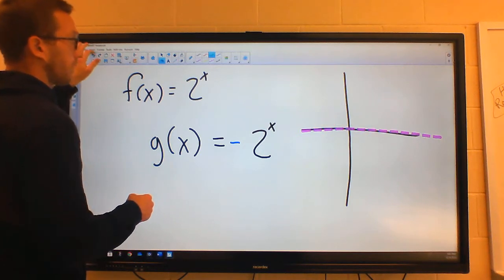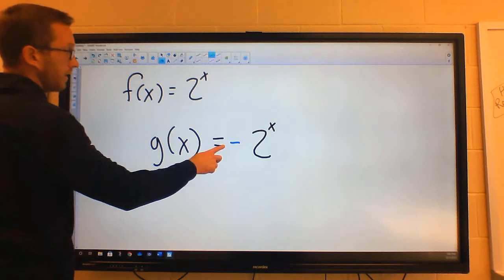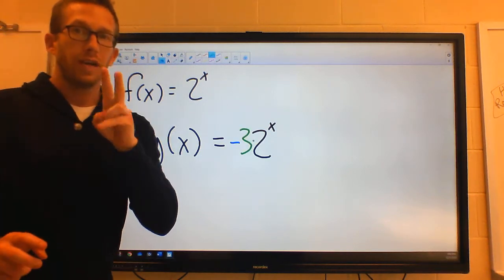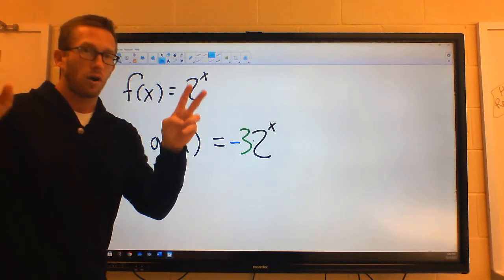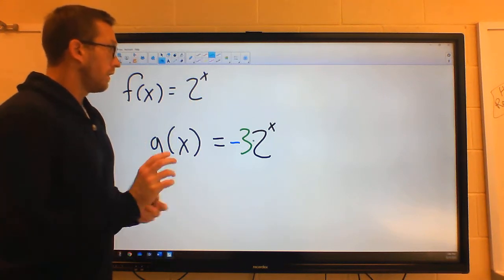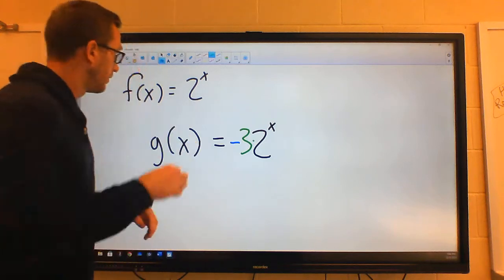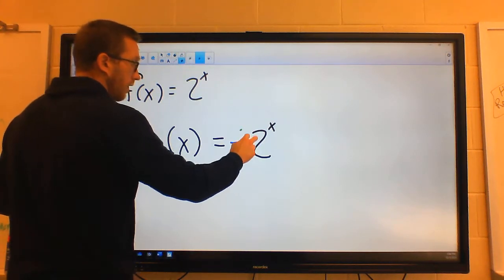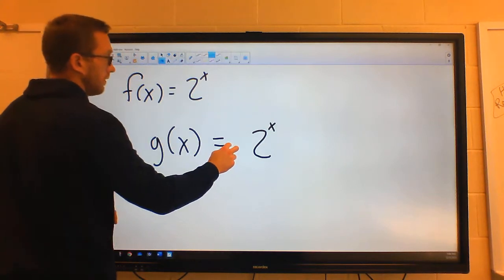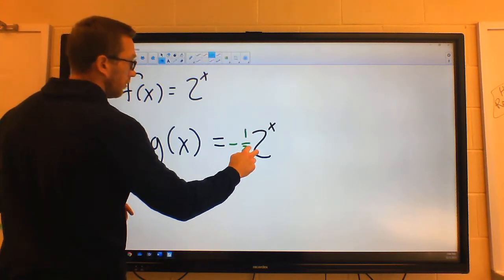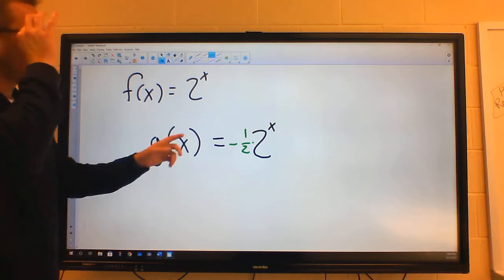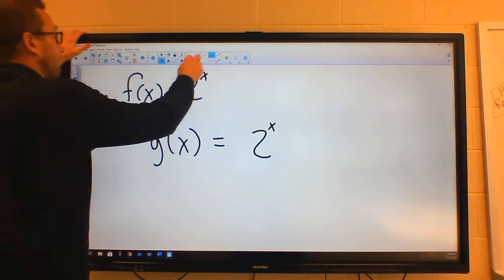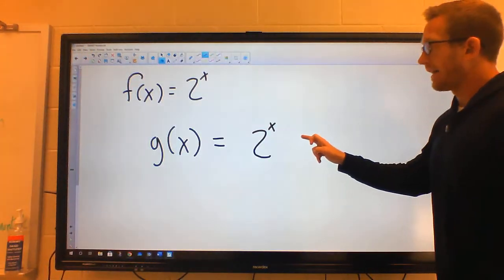In fact, let's take the graphs down. If we have a negative there and a 3, we consider this as two separate transformations. The negative is our reflection. The 3 is our stretch of 3. If we had a negative as well as a fraction, we would consider this a reflection and a compression of 1/2. Okay, let's talk about our asymptote.